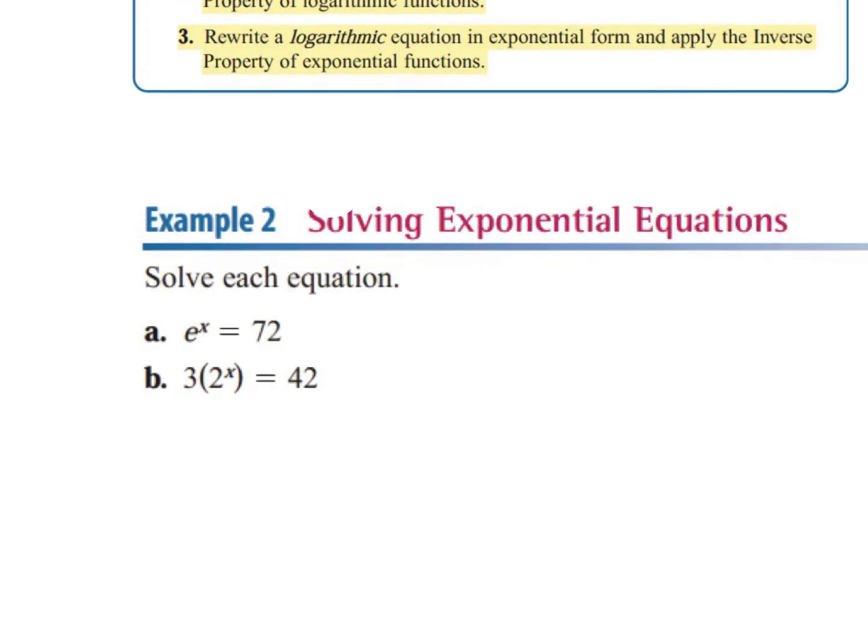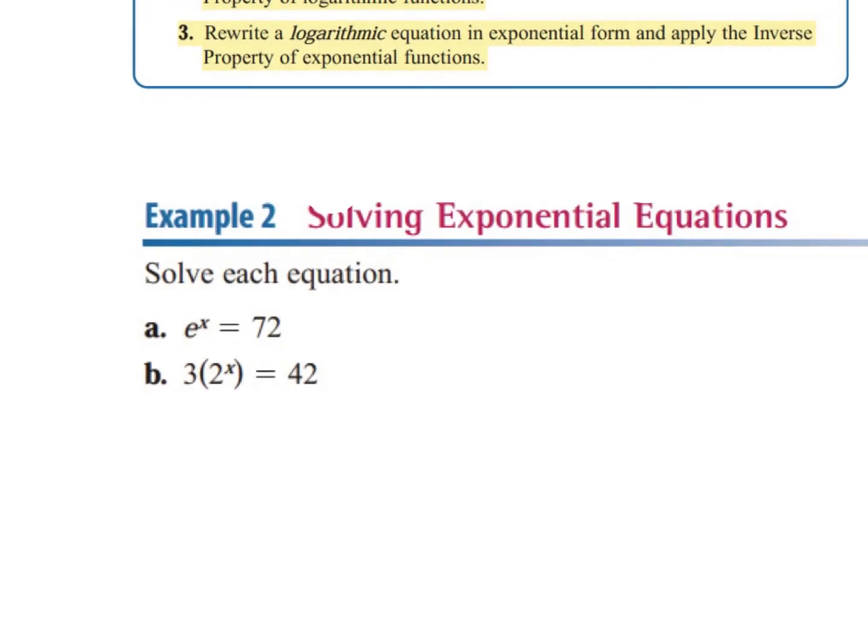So looking at A, how can I get that x from out of my exponent? So I'm going to take the ln of both sides. So I have the ln of e to the power of x is equal to ln of 72. So ln of e cancels, so I have x is equal to ln of 72. And we can just take the ln of 72 in our calculator. So what's ln of 72? 4.3.